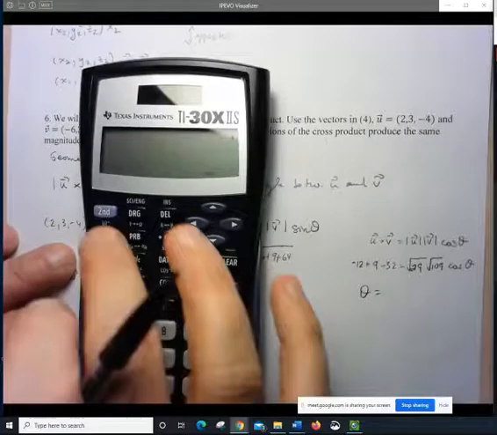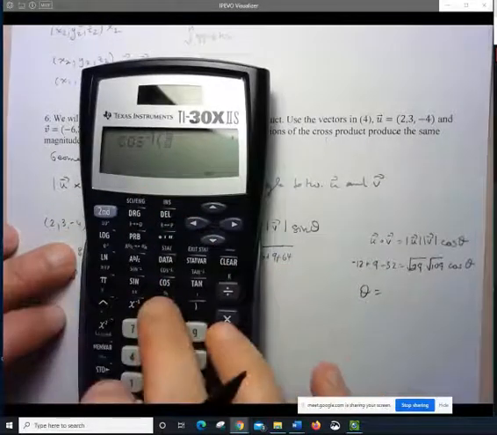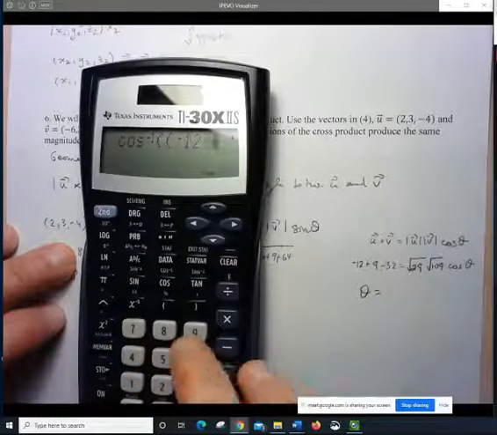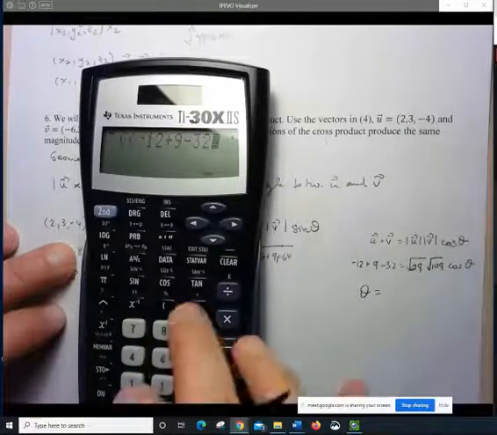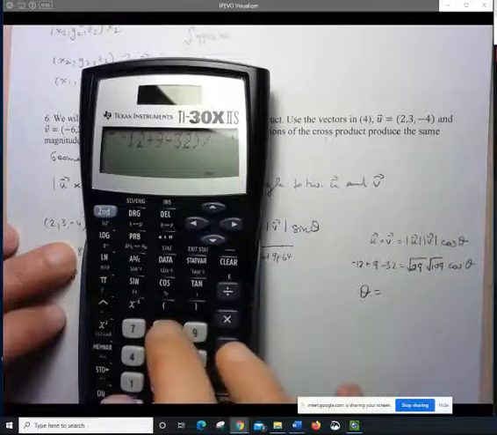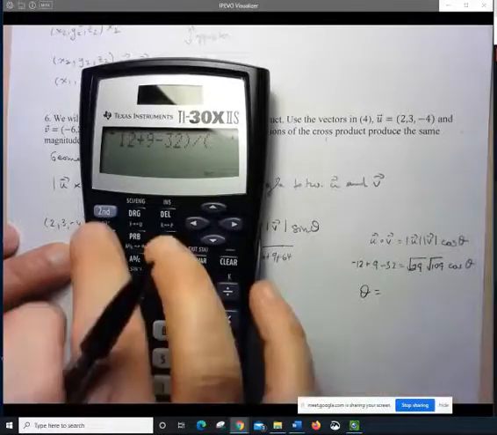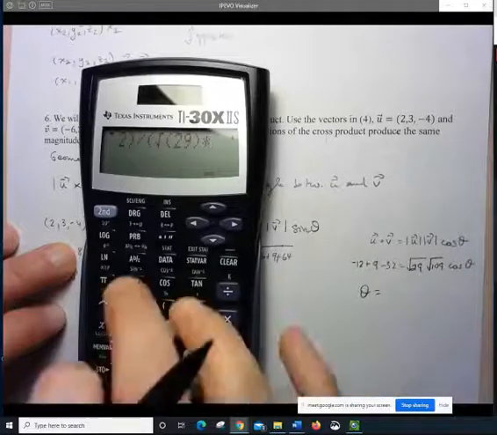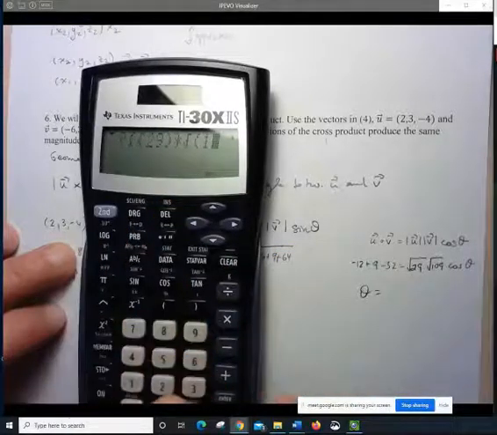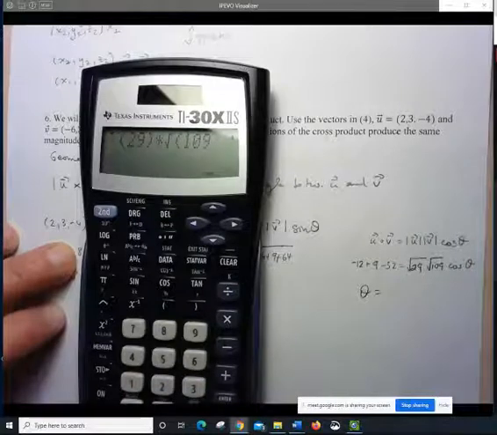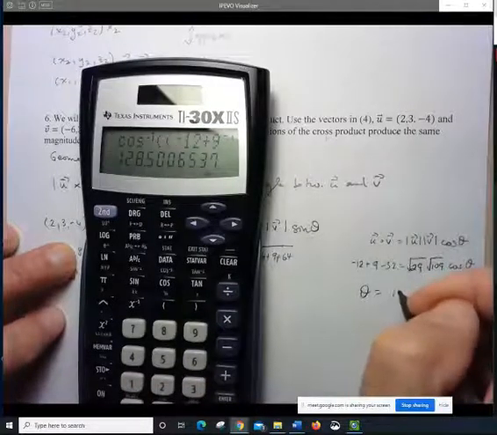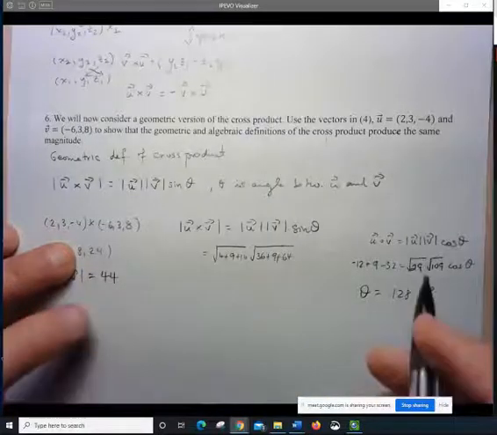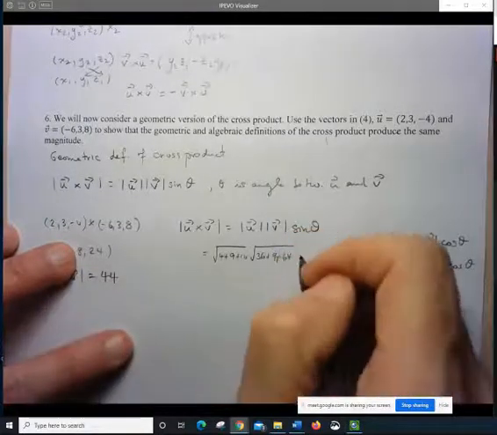Okay, so we have cos inverse of, so in the numerator we have -12 plus 9 minus 32. And then in the denominator we have square root of 29 times square root of 109. Okay, and that's 128.5. So now I can finally put this into this equation.